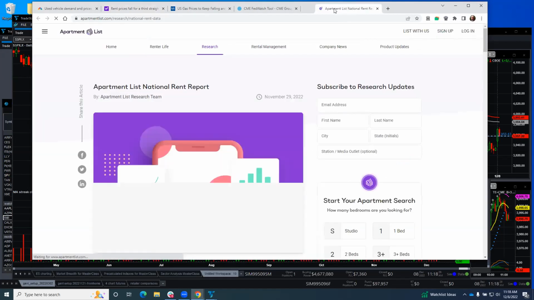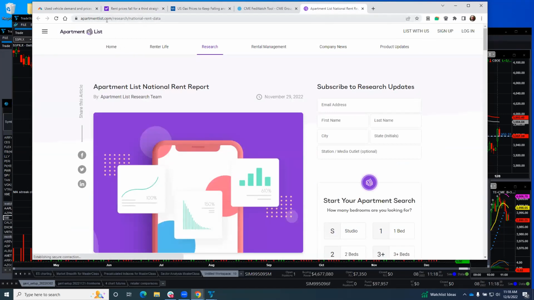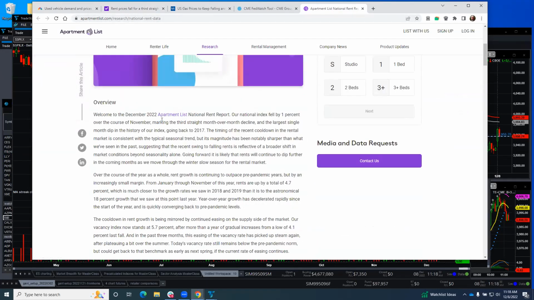Apartmentlist.com. There's another thing that's kind of interesting if you want to look at this. If you Google Apartment List national rent data, they basically said that it fell 1% in November, the third straight month-over-month decline, and the largest single month drop. They only have 4 years of data, but still, it's something.